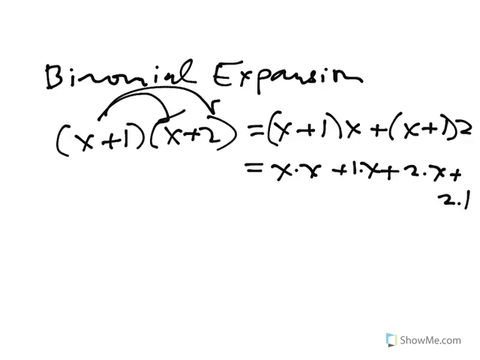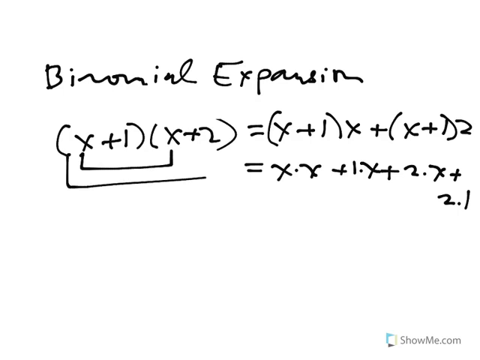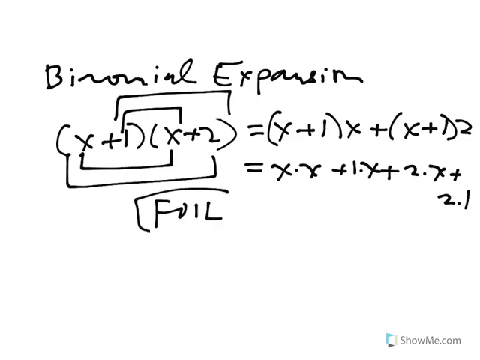What ends up happening, really, is that there are 4 multiplications. The firsts get multiplied together, the outers, the inners, and the lasts. And that's sometimes known in this country as FOIL.